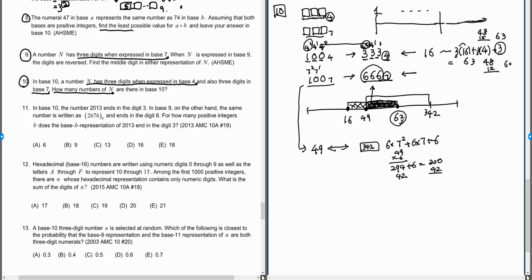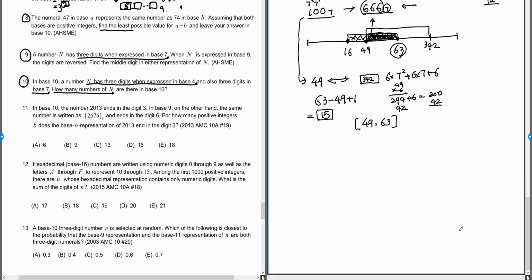So how many numbers are there between 49 and 63? 63 minus 49 plus 1, that is 14 plus 1, 15 numbers. From 49 to 63, all these numbers, when you change them to the other bases, are both 3-digit numbers. Very good. The next one is number 11.